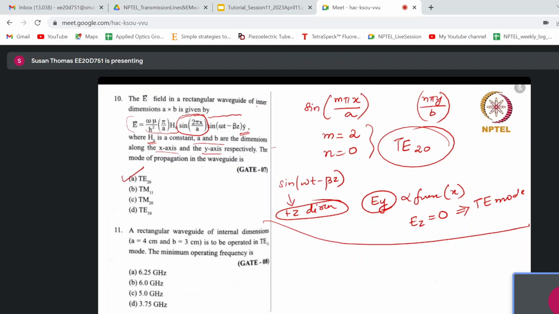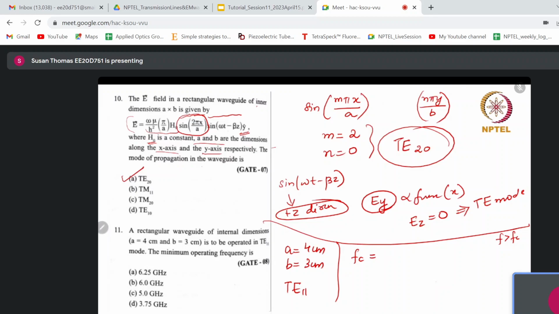Coming to the next question, a rectangular waveguide of internal dimensions A 4 cm and B 3 cm is to be operated in TE11 mode. The minimum operating frequency is, okay, A value and B value are given, and the operating mode is TE11. So what is the minimum operating frequency? That is nothing but the cutoff frequency. F greater than Fc is going to propagate, so the minimum operating frequency is the Fc itself.